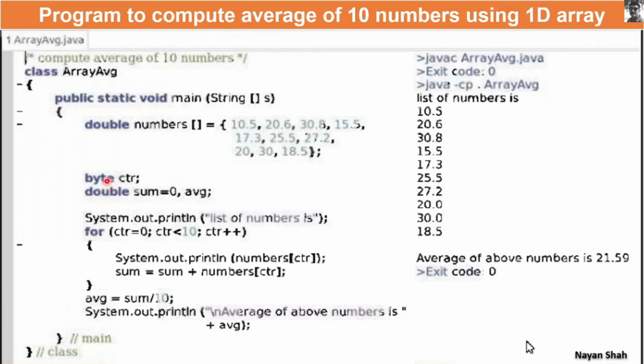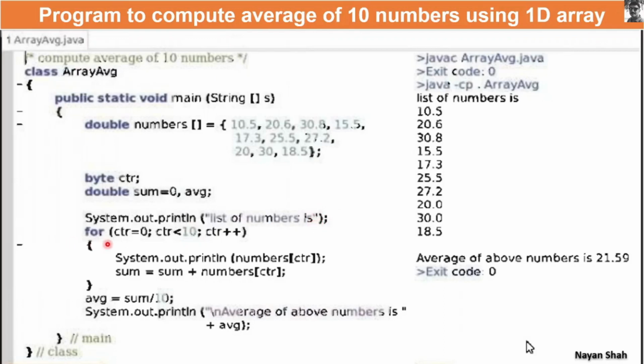And we have taken another variable of type byte, and the variable name is ctr, that is for counter. And another two variables of type double, sum with initial value 0, and avg. Now what we do is System.out.println, we say "List of numbers is". So on screen it will print that, and because it is println, it will have a line break after it.